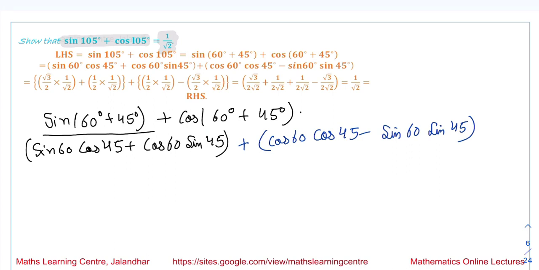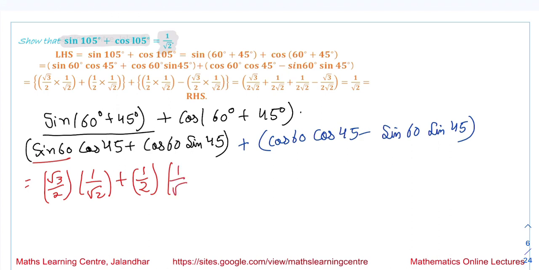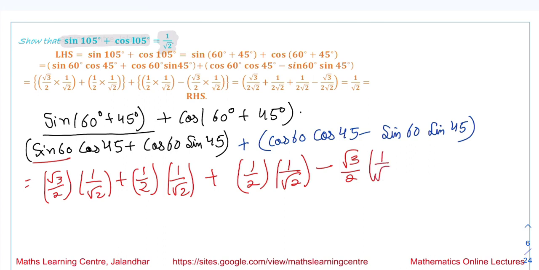And on solving this, the values we have: sine 60 is root 3 by 2, cos 45 is 1 by square root 2, plus cos 60 is 1 by 2, sine 45 is 1 by square root 2, plus cos 60 is 1 by 2, cos 45 is 1 by square root 2, minus square root 3 by 2 into 1 by square root of 2.